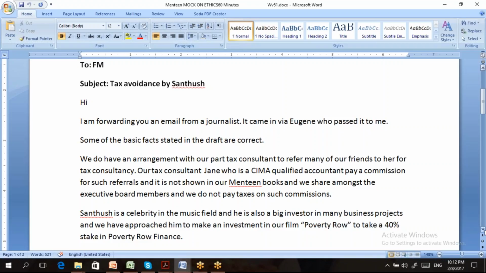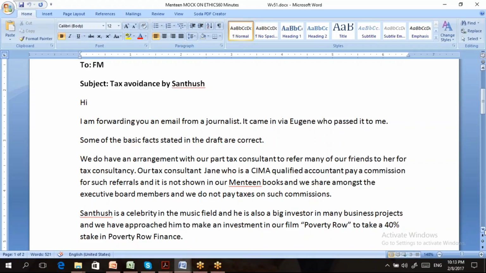Whenever our friends want certain tax work done, we have our tax consultant, Jane. She's CIMA qualified. We refer people to Jane, and Jane pays a commission to us for referring the clients. And that money, we don't show it in Maintain's books. We take it and we distribute it privately amongst ourselves and we don't pay the taxes either.